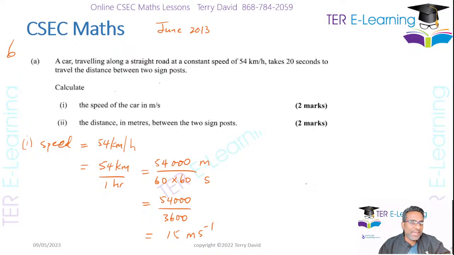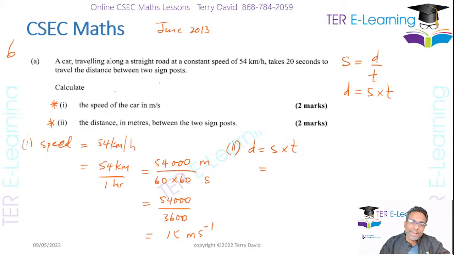Right? So the answer is 15, so that is the answer for part 1. For part 2 now, they want you to work out the distance in meters between the two signposts. So you all need to know for the exam that speed is distance over time, right? So if you want to work out distance, distance is simply speed multiplied by time. So your distance between the signposts will be distance is equal to s multiplied by t.